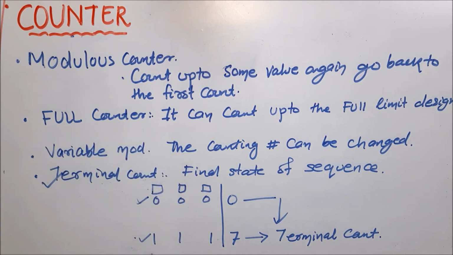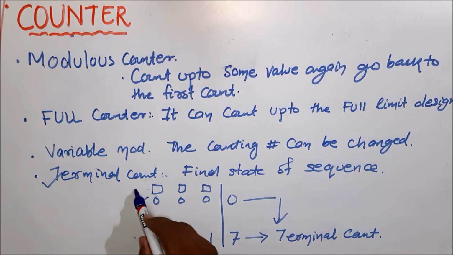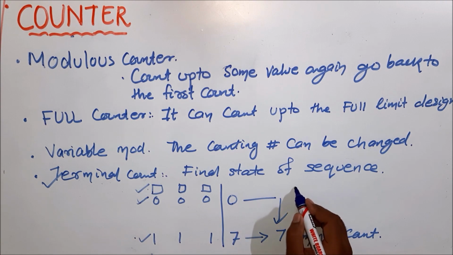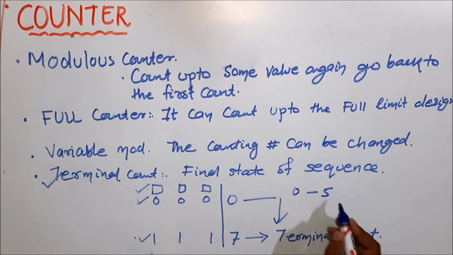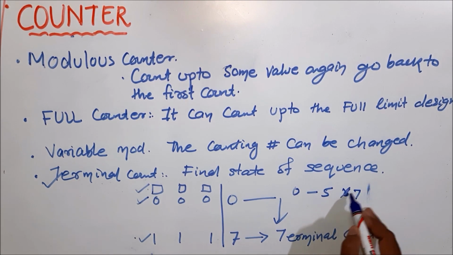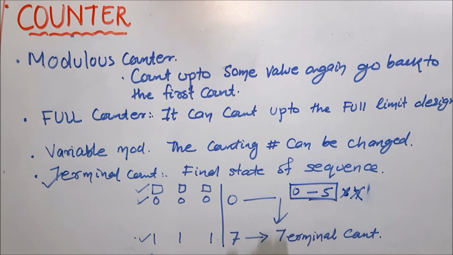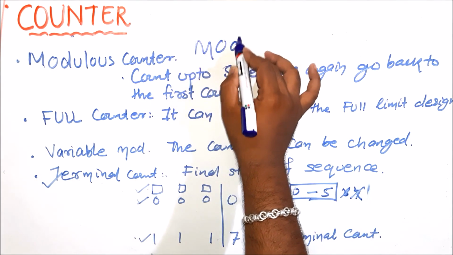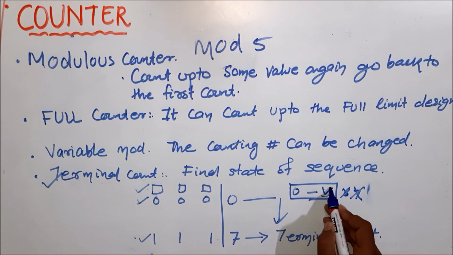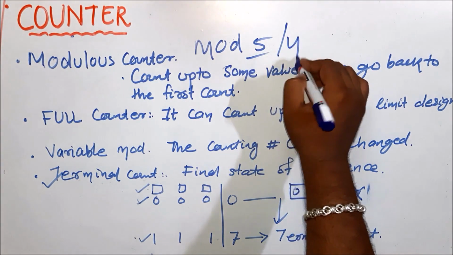And if using 3 flip-flops, I want to count a particular value, that means from 0 to 5, I do not want to count 6 and 7. I only design it to count from 0 to 5. Then it is called a modulus counter. If I design for counting from 0 to 5, I can call it a mod 5 counter. If I design to count from 0 to 4, then it is called a mod 4 counter.